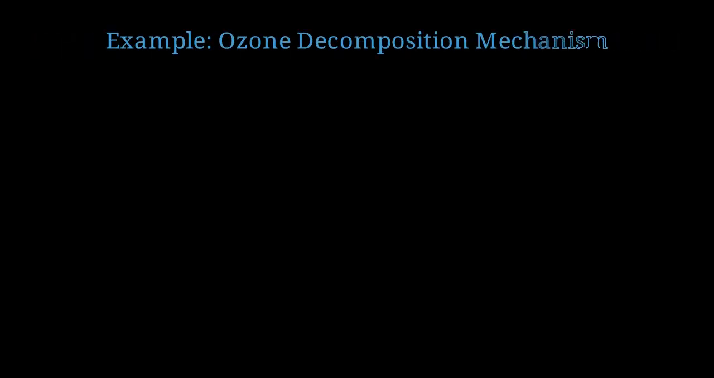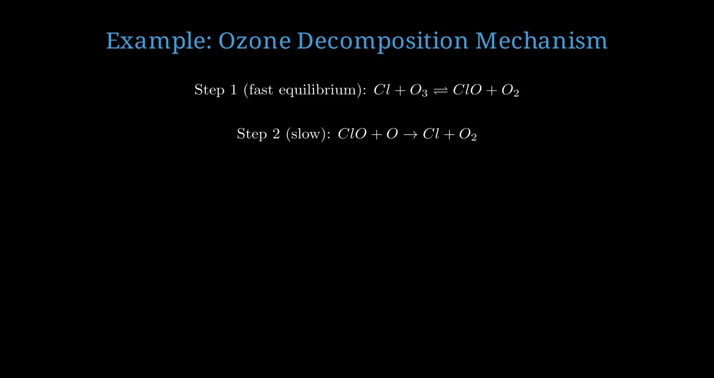Consider the decomposition of ozone, which is catalyzed by chlorine atoms. Step 1 is a fast equilibrium. Chlorine atom reacts with ozone to form chlorine monoxide and oxygen, and the reverse reaction also occurs rapidly. Step 2 is slow. Chlorine monoxide reacts with oxygen atom to regenerate chlorine and produce oxygen gas. From step 2, the initial rate law is rate equals K2 times concentration of chlorine monoxide times concentration of oxygen atom.